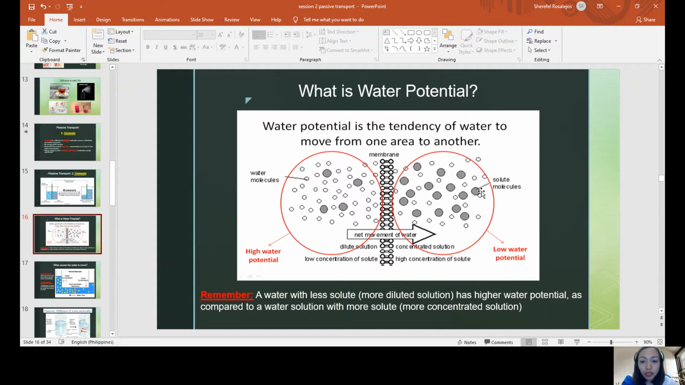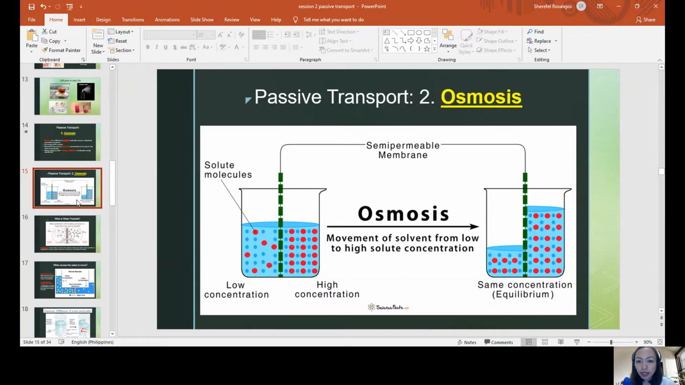Osmosis is the movement of water molecules, class. Dili si solute ang move, but the movement of water molecules. So this is the first thing that we have to understand, the concept of water potential. Okay, now let's look at this diagram.